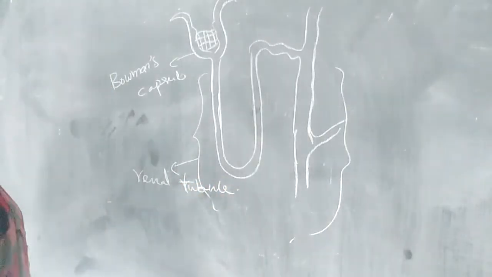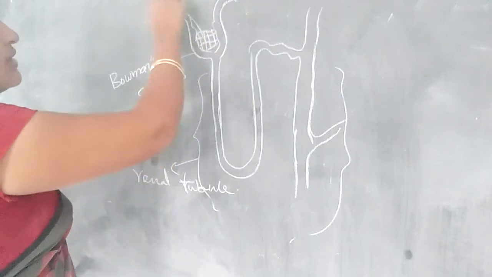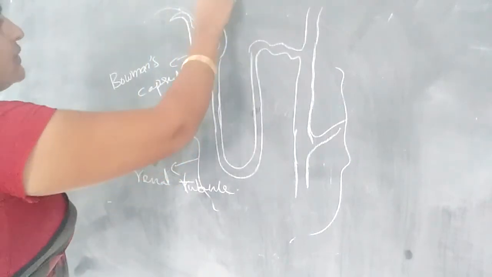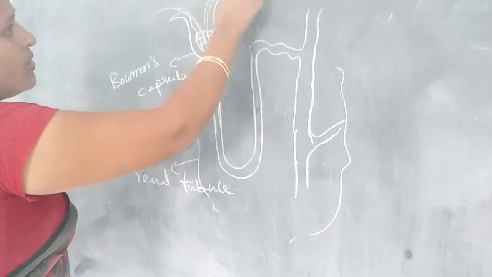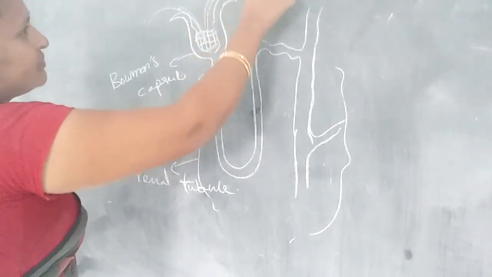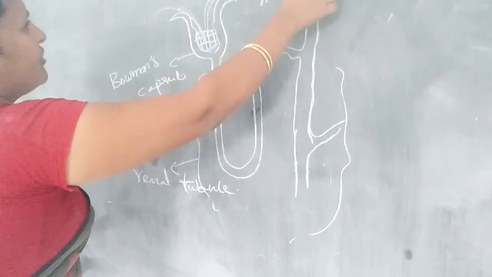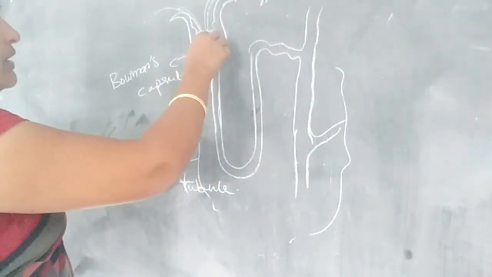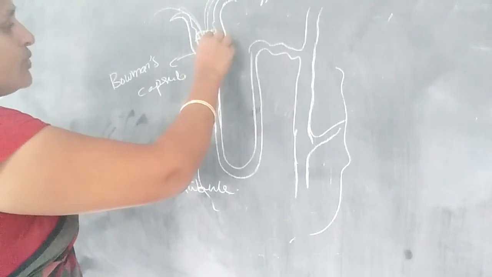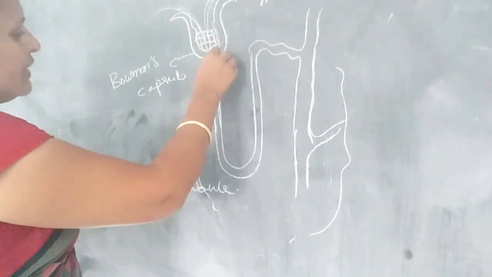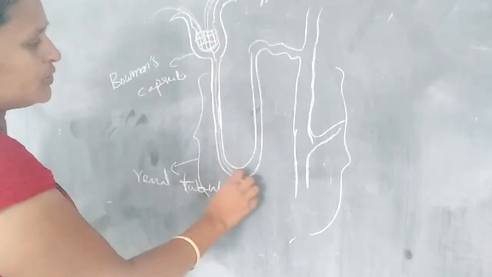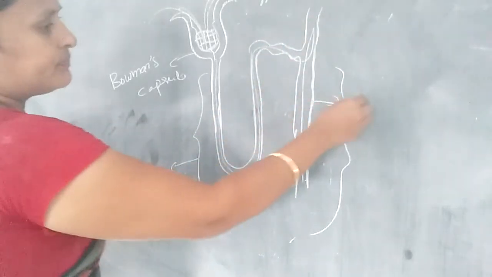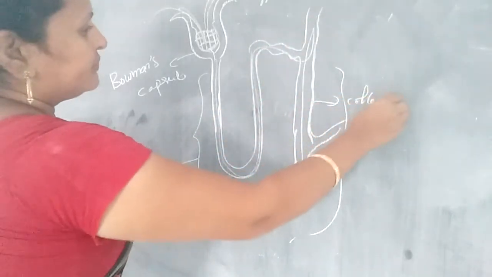First of all, the afferent arteriole enters into the Bowman's capsule, then forms fine branches called the efferent blood vessels. Again, the filtrate of blood enters from the Bowman's capsule into the renal tubule and goes to the collecting duct.